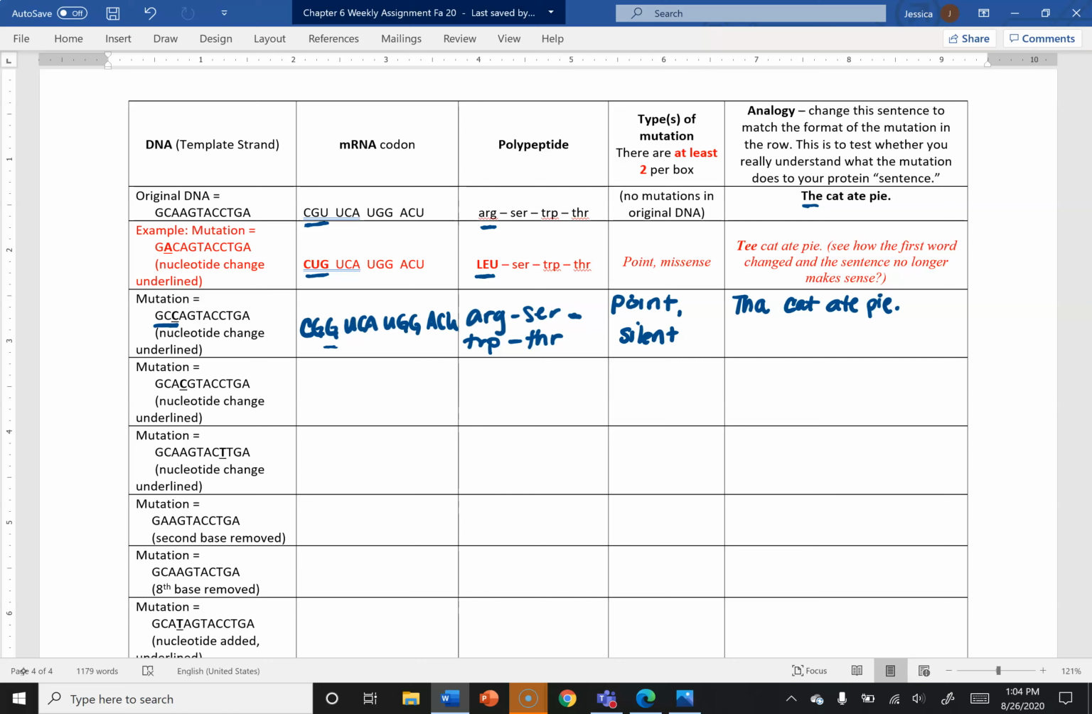So you're going to go through the rest of these, make your changes, whatever is indicated, make your messenger RNA, translate it into a protein, look back and see what sequence change you've made. You're going to find at least 2 of them, sometimes 3, and then do the sentence as best you can.